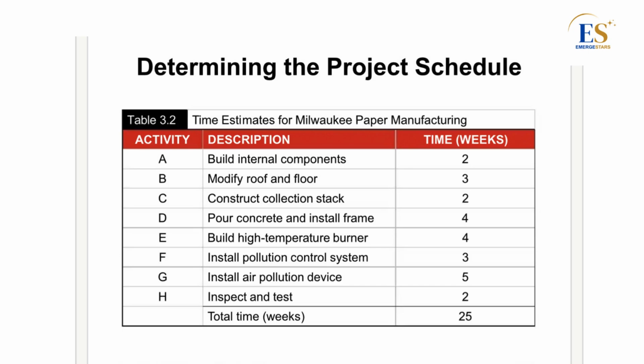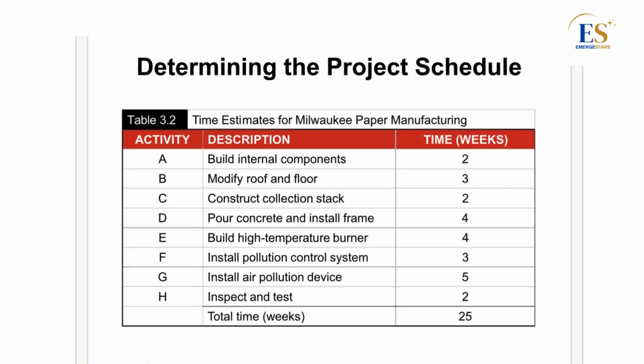Activity D, pour concrete and install frame, follows A and B for 4 weeks. Activity E, build high-temperature burner, follows C for 4 weeks. Activity F, install pollution control system, follows C, 3 weeks.